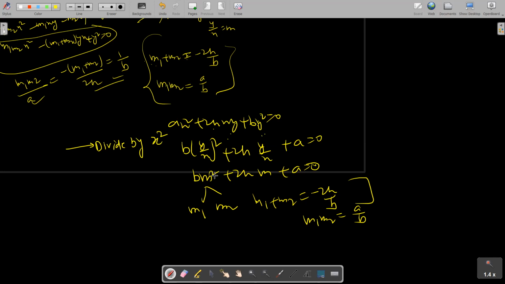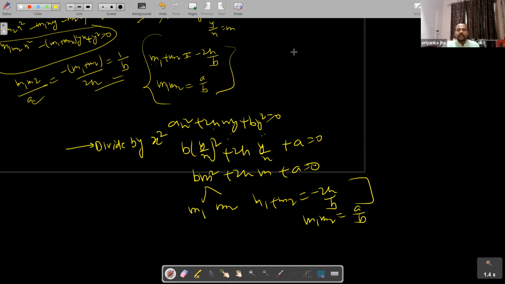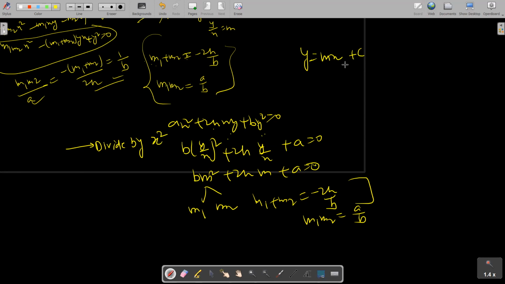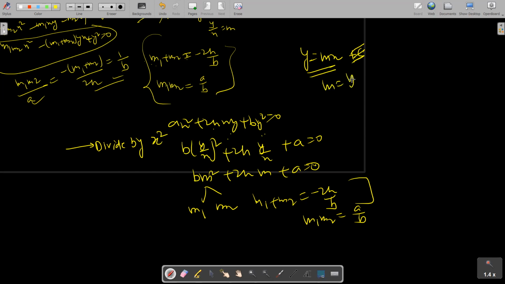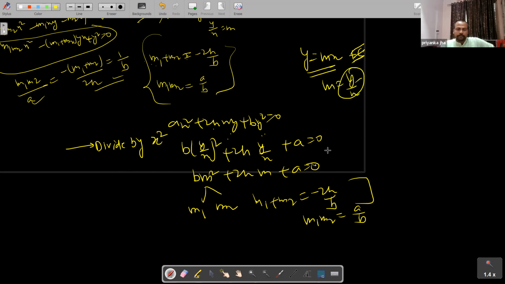How did we get m from y by x? See, the equation of any line passing through the origin is what? y equal to mx. If you add c, it means that c represents the intercept. But it is passing through the origin, which means there is no intercept. So y equal to mx is the equation of any line passing through the origin. How do you find m? That is y upon x. Yes, that makes sense.